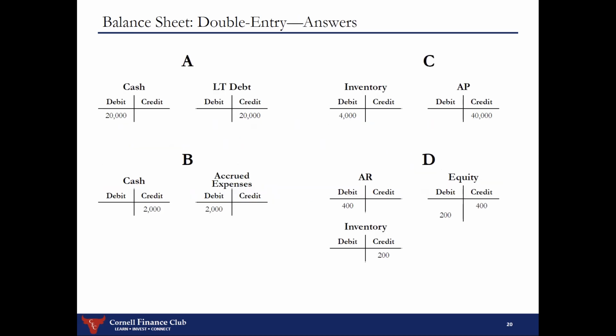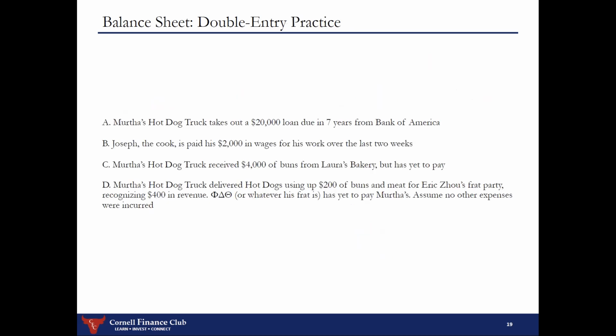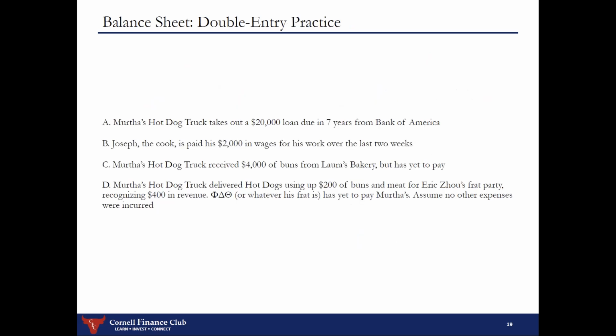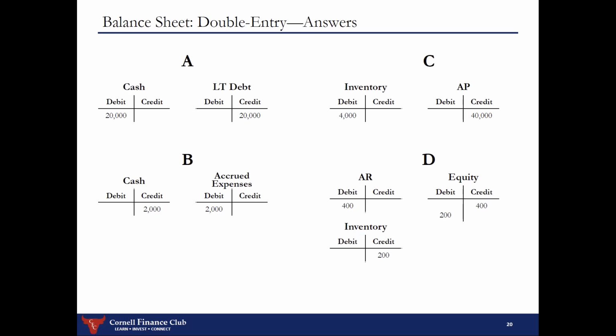So from here you can see that accounts receivable is debited by $400 because Eric has yet to pay. Next, you can see that inventory is credited by $200 because $200 of inventory is used up. And next, remember what I said on the income statement. Revenue increases retained earnings, and expenses decrease retained earnings. Retained earnings is an equity account. So because $400 of revenue is recognized, the equity account gets credited $400, and because we recognize $200 of expenses, equity is debited by $200, for a net change of $200. So you can see the debits still equal the credits in this exercise.